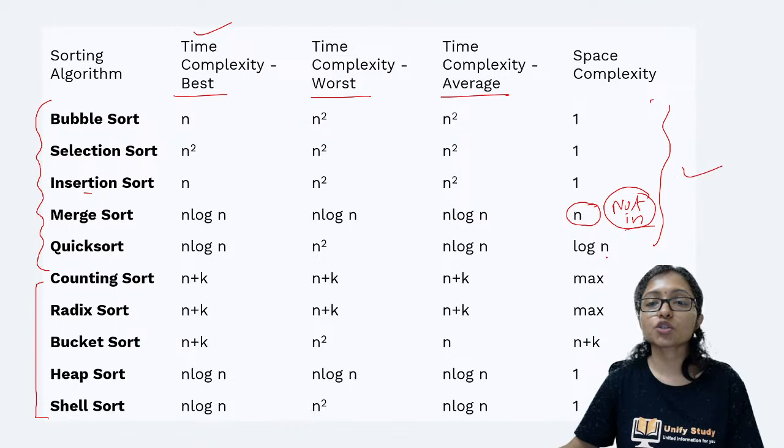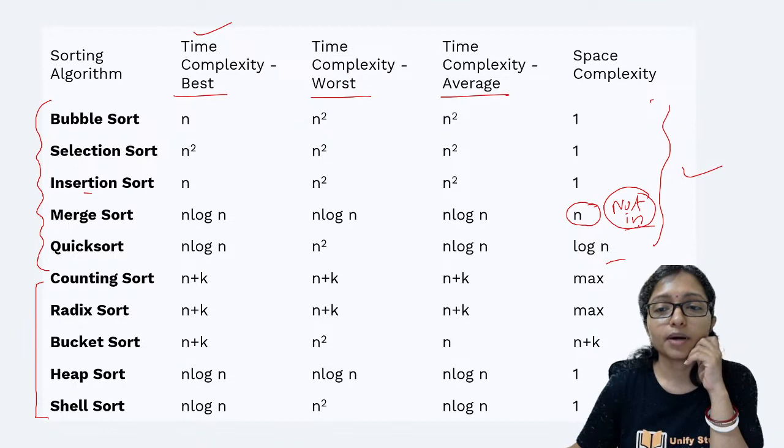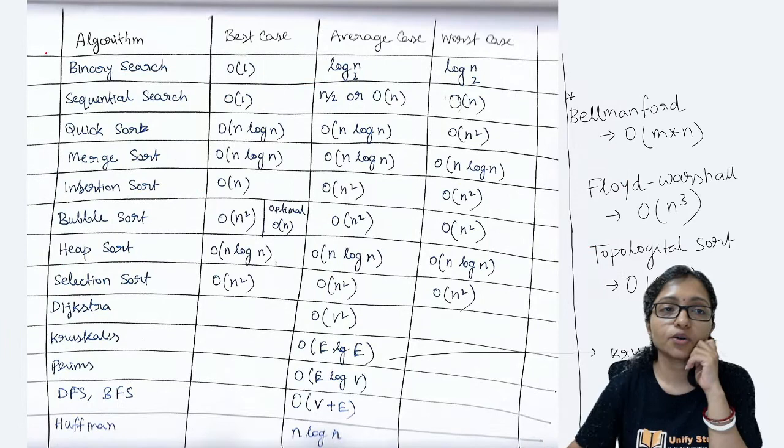Merge sort and quick sort is also not an in-place algorithm, because quick sort is also using a different array, right, before element and all. So that's why merge sort is not an in-place algorithm here. So here is your another important chart.